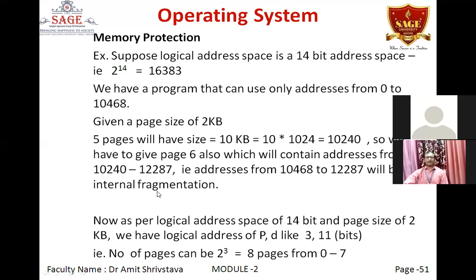So it will be the internal fragmentation. Now, as per logical address space of 14 bits and page size of 2 KB, we have logical address of P and D. Okay, how do we calculate this 3 and 11?